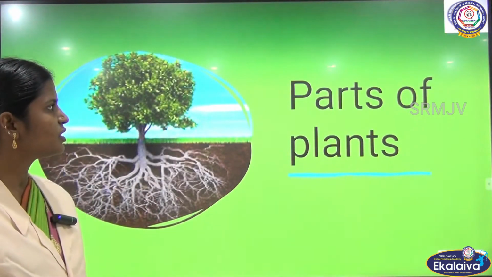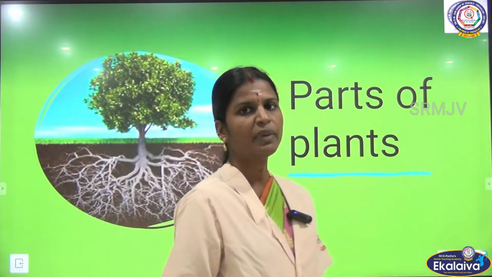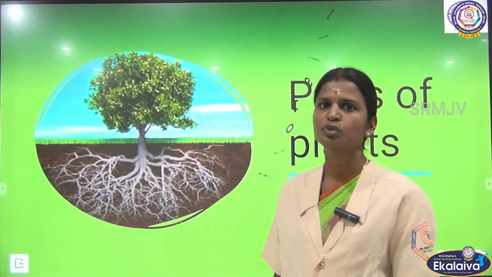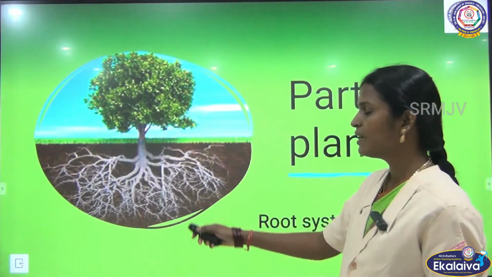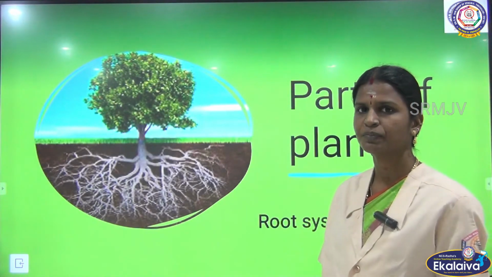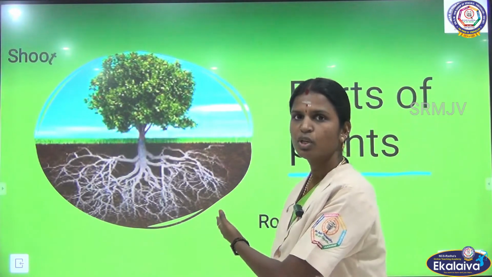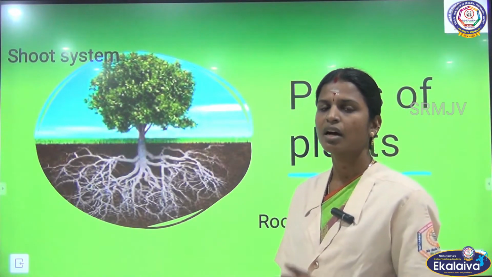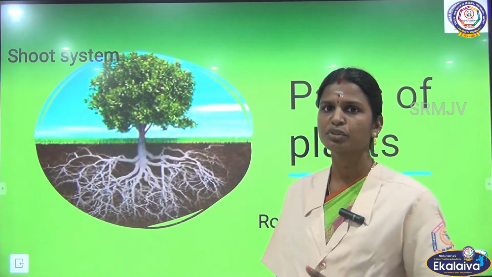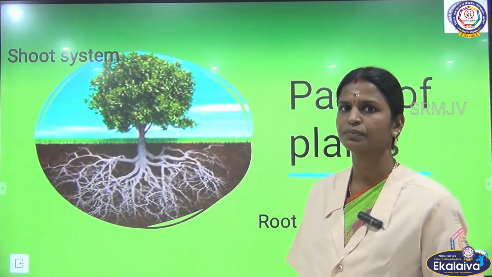Now, we are going to see about the different parts of plant. Plant body is divided into two main types. One is root system and the other is shoot system. The part which is present below the ground, that is below the soil, is root system, and the part which is present above the ground, or the part which grows above the ground or above the soil, is called shoot system.